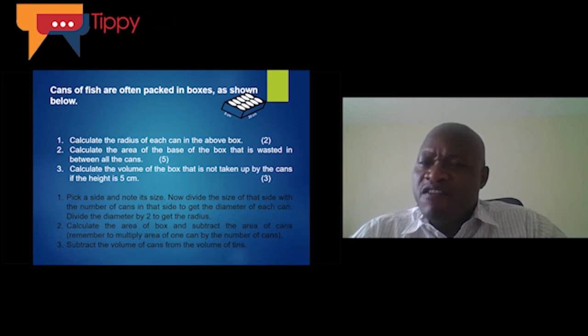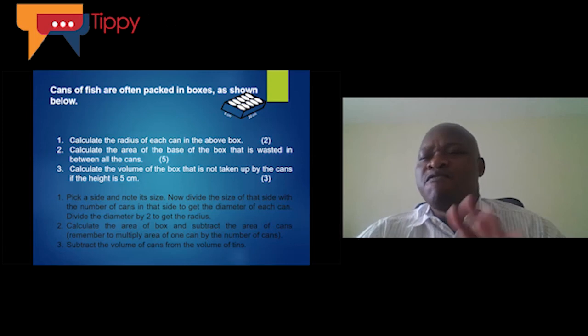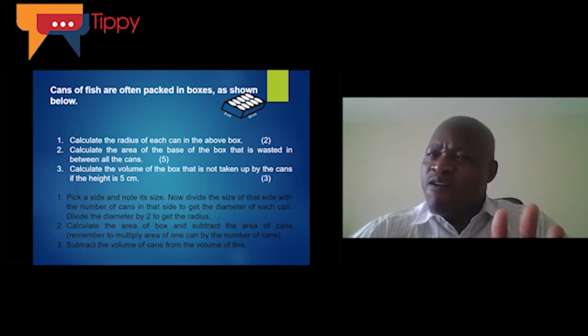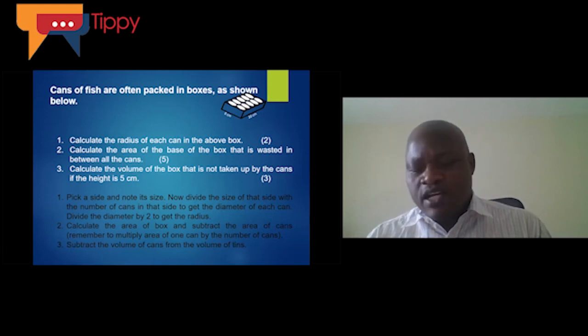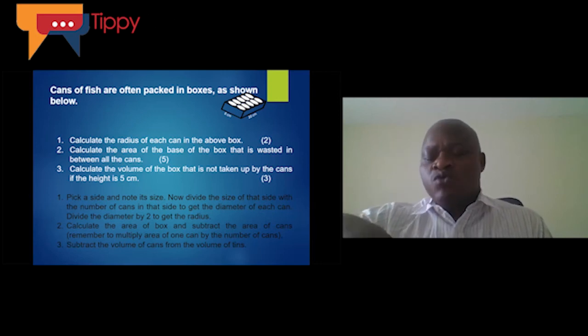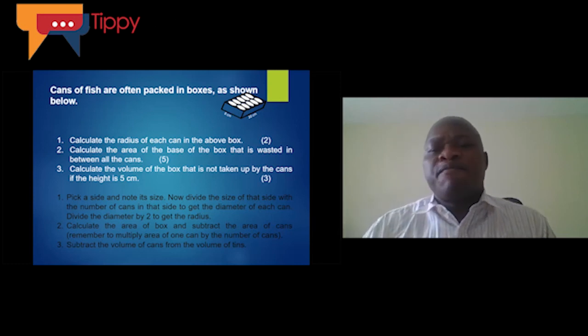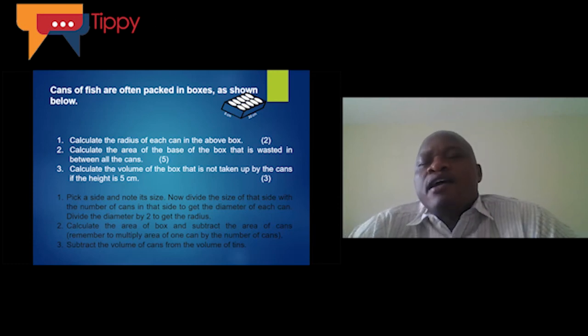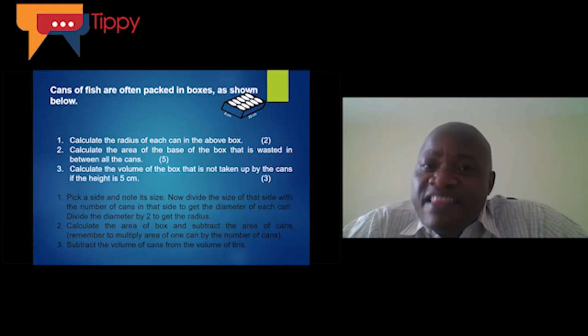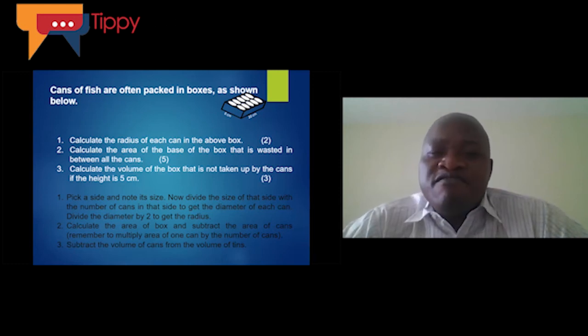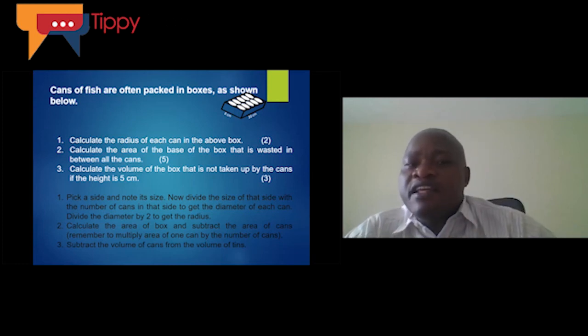Dividing 20 centimeters by 5, we get how much? We get 4. 20 divided by 5 is 4. This 4 is our diameter again. After getting the diameter, we then divide it by 2 to get the radius. Remember, the radius is from the center to anywhere on the circumference. So that is how we find our radius. We pick a side and note its size, then divide the size of that side by the number of cans on that side to get the diameter of each can. From there, because you have the diameter, you divide it by 2.